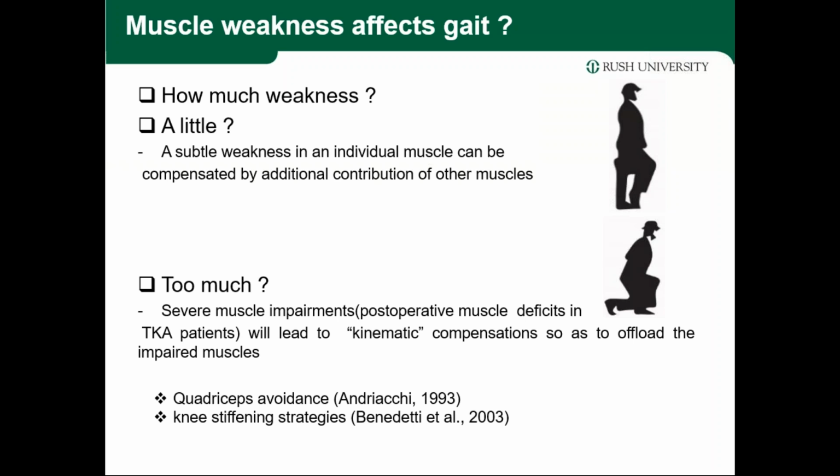But severe muscle impairments, like those that happen post-operatively in total knee arthroplasty patients, cannot be easily compensated, and they will lead to kinematic compensation or kinematic adaptations in human gait. Quadriceps avoidance or knee stiffening strategies are two popular examples of kinematic abnormality which is observed after total knee arthroplasty.